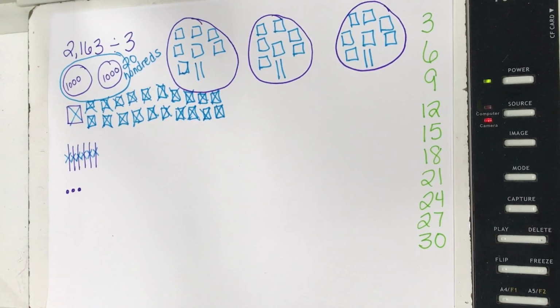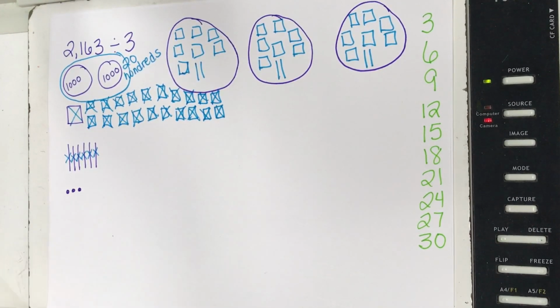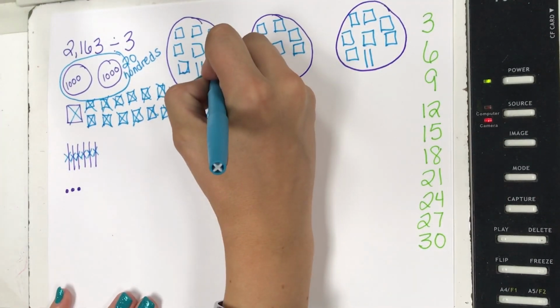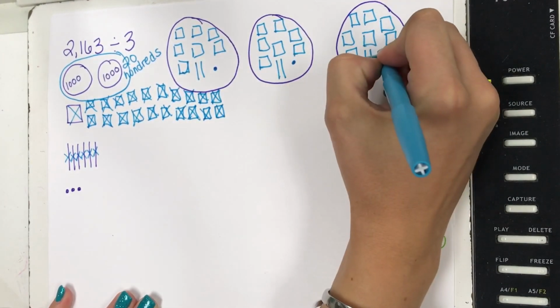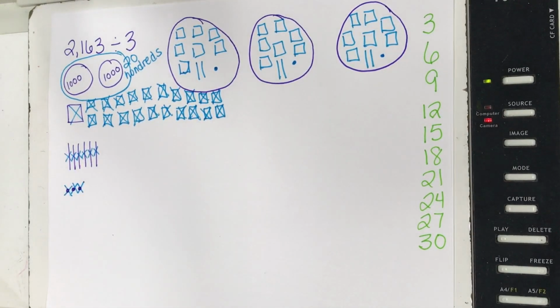Now, do I have any leftover tens? No. So I don't have to bring any into my ones place. So, how many ones do I have? 3. So, how many do you think I'm going to be able to put in each circle? 1, 2, 3. Ta-da!